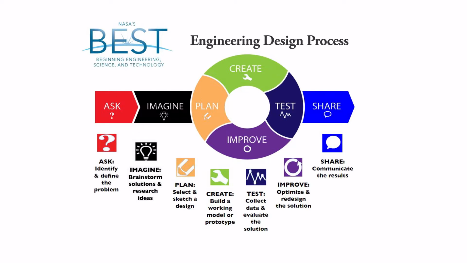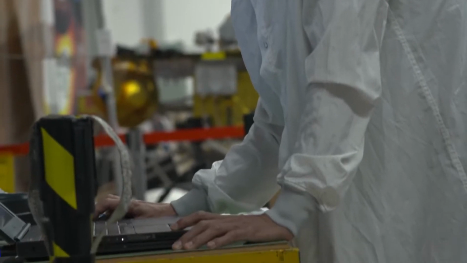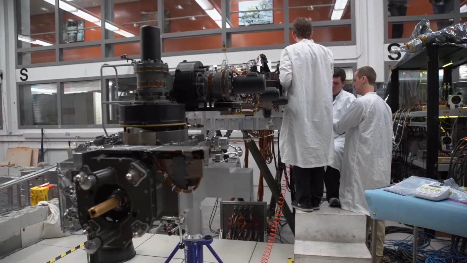The next step is to plan, select and sketch a design. After you plan your design, you create or build a model or prototype. After building, you must test your design. Once you test it, you will improve your design. And finally, the last step is sharing the results of your design. The focus of this activity is to help students construct explanations using their understanding of scientific and engineering principles.